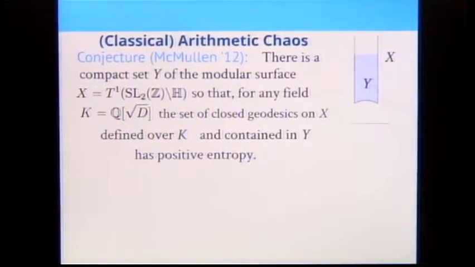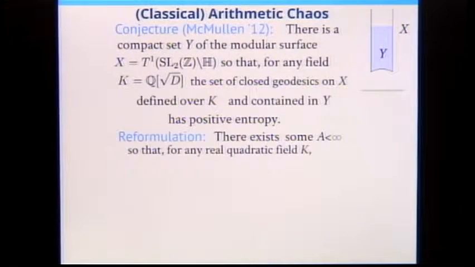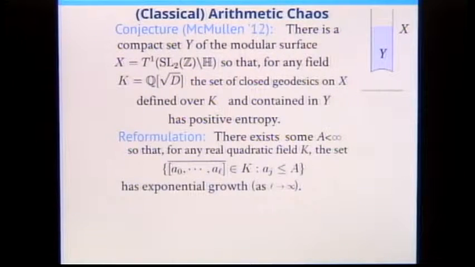I'll explain all these things in a second. Before I explain them, let me immediately reformulate them to something more classical where it's clear what's going on. Okay, so here's the reformulation. There exists some A, like 100 or 50 or 5, so that you give me your favorite real quadratic field, and I look at periodic continued fractions, which lie in Q adjoin root 5, with all partial quotients bounded by 100. That set should have exponential growth as the number of terms I'm allowing here goes to infinity. Okay, the exponential growth is the positive entropy. The positive entropy is the chaos. That's the conjecture.